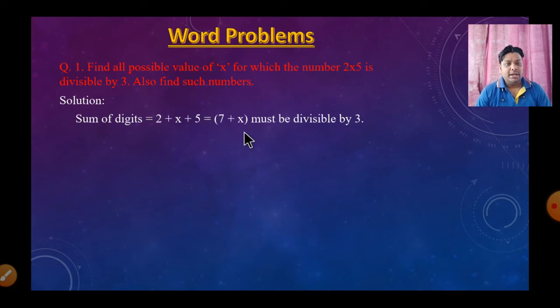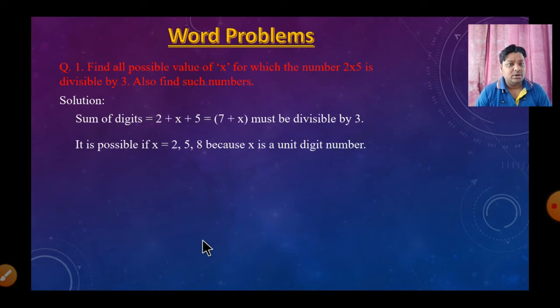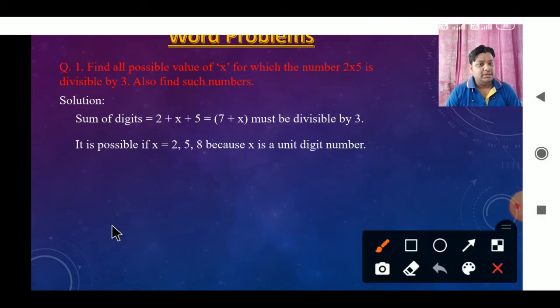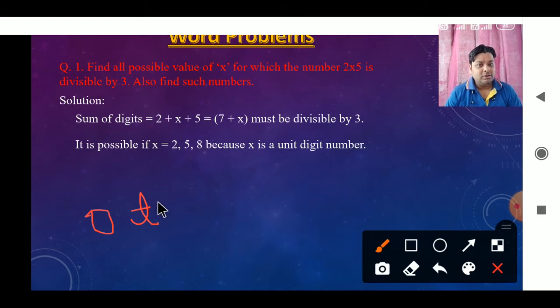Then we know that it is possible if x is equal to 2, 5, 8. Why have we taken x equal to 2, 5, 8? Because x is a unit digit number. Why a unit digit number? Because you can see that at x there is only one space, so we will put any one digit, not two digits. And we know that a unit digit number lies between 0 and 9. But here you can see that we have taken only three numbers, 2, 5, 8, not 0 to 9. Then why have we taken 2, 5, 8?